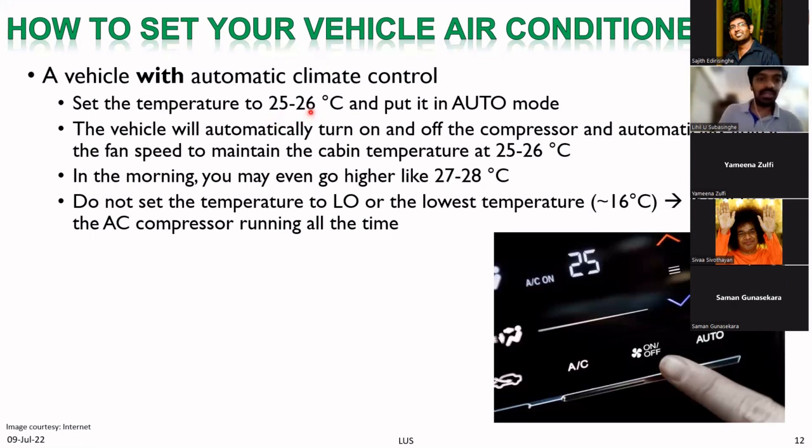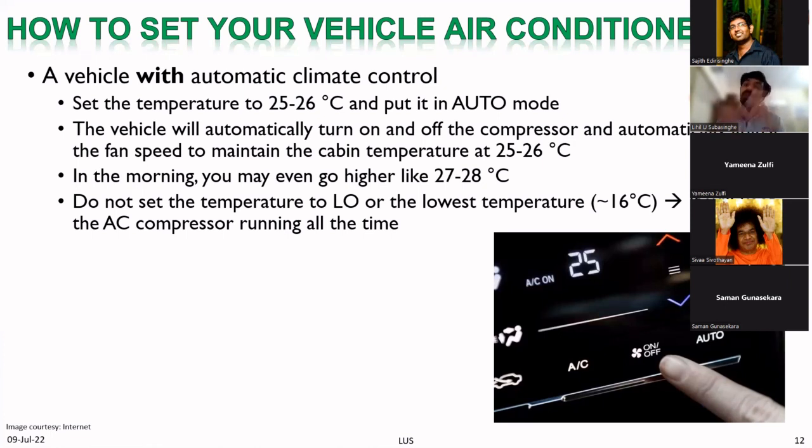You can set the temperature to 26 degrees Celsius and put it in the auto mode. Don't go into the manual mode. Put it in the auto mode. Then the vehicle air conditioning system will automatically switch the compressor on and off accordingly. We do not need to worry, and the system will try to maintain the cabin temperature at 26 degrees all the time.